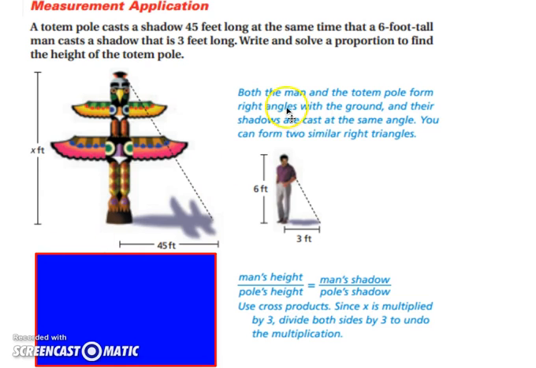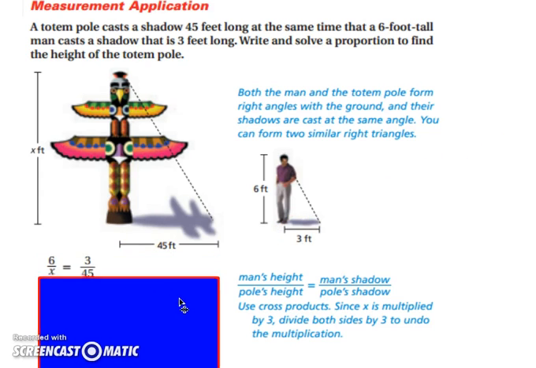We want to assume here that both the man and the totem pole form right angles to the ground. Otherwise things are going to get a little bit messed up, so we have to assume some things. The man is 6 feet tall, and we don't have any clue what the height of the totem pole is. But we know that the shadow of the man is 3 feet, and the shadow of the totem pole is 45 feet. So we can set up a proportion: the man's height over the pole's height equals the man's shadow over the pole's shadow.